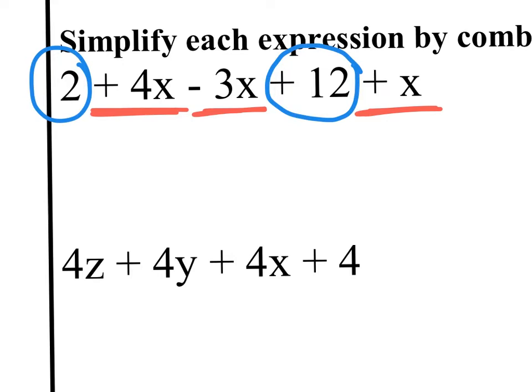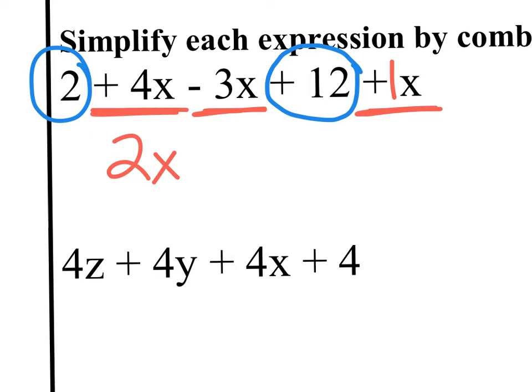Just read this from left to right. We're going to start with our x's. 4 minus 3. What's 4 minus 3? 1. Okay, so you got 1. This is a 1x, right? So now you got 1x plus 1x, which gets me 2x. So today when you're working on your homework, I would like you to use the number line on your desk. I can give you your dry erase marker so you can do that a little bit easier.